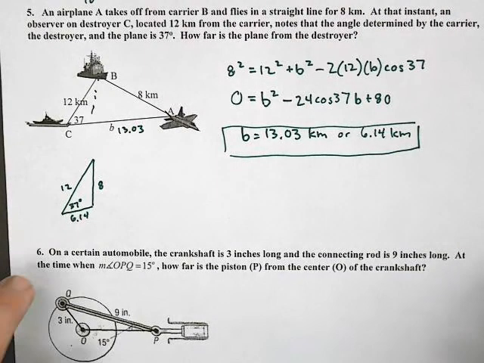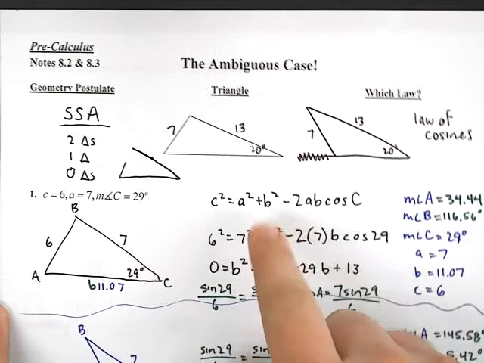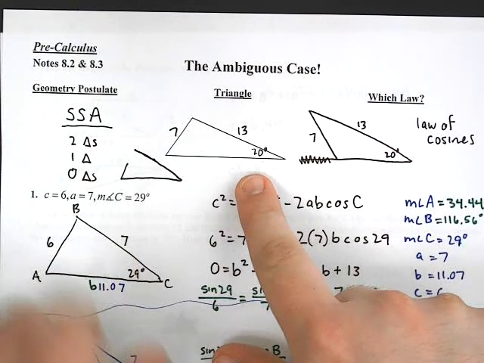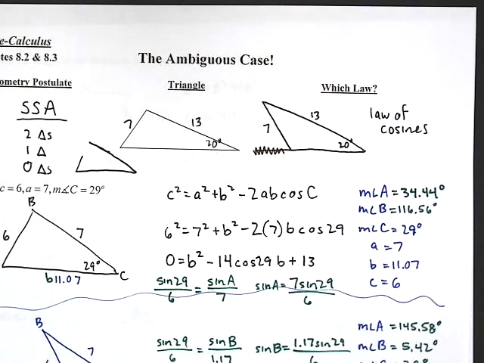Please, please, please remember, whenever you have that ambiguous triangle, that side-side-angle, you have to remember we're using the law of cosines to help us out rather than the law of sines.